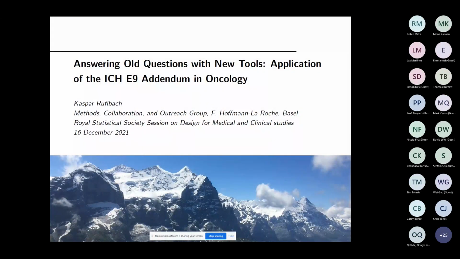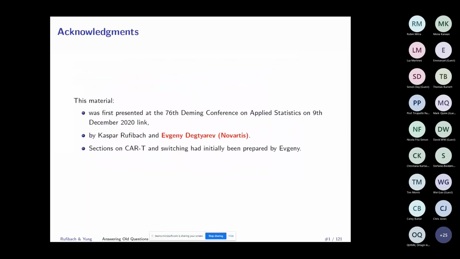I will talk about answering old questions with new tools, application of the ICH-E9 addendum in oncology, and in the abstract I also promised to talk about principal stratification. I'm not sure I will have time for that, but I hope it will also be very instructive to run you through two pertinent case studies that hopefully illustrate the usefulness of the ICH-E9 addendum.